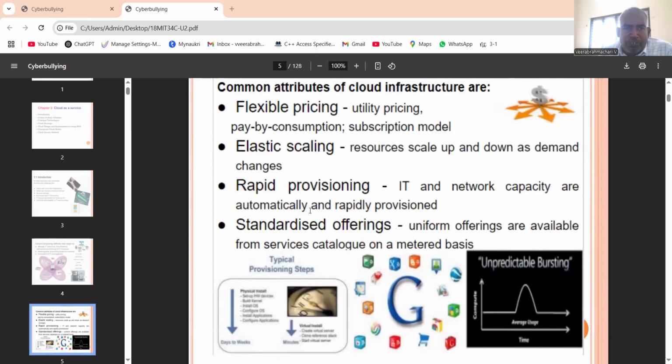There are 4 different common attributes of the cloud infrastructure. First one is flexible pricing. Second one is elastic scaling. Third one is rapid provisioning. And fourth one is standardized offerings.